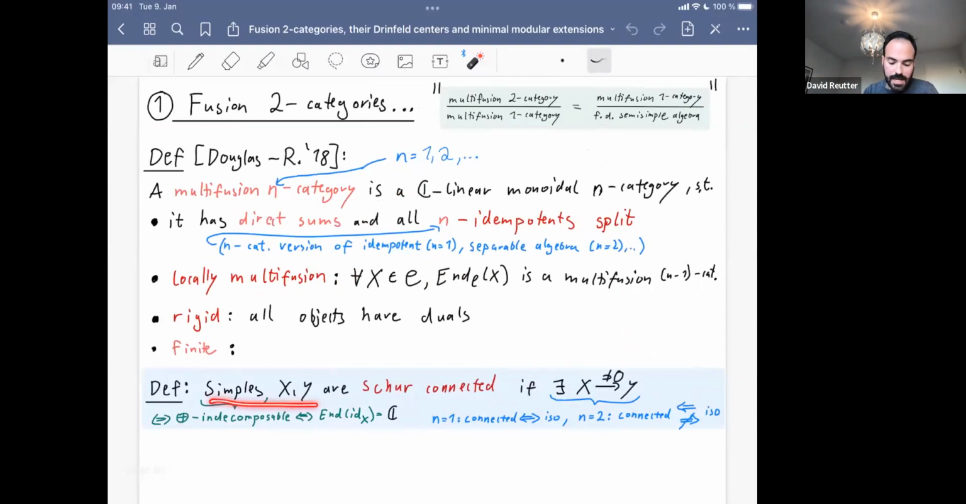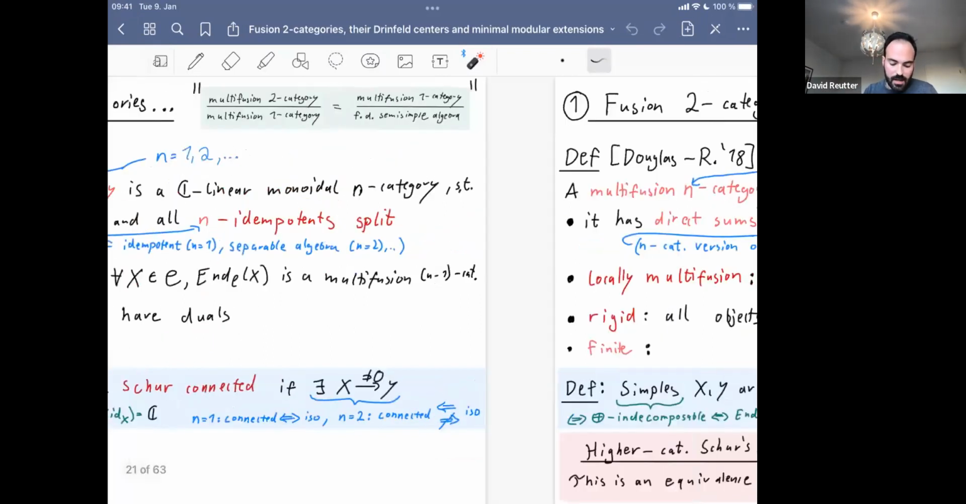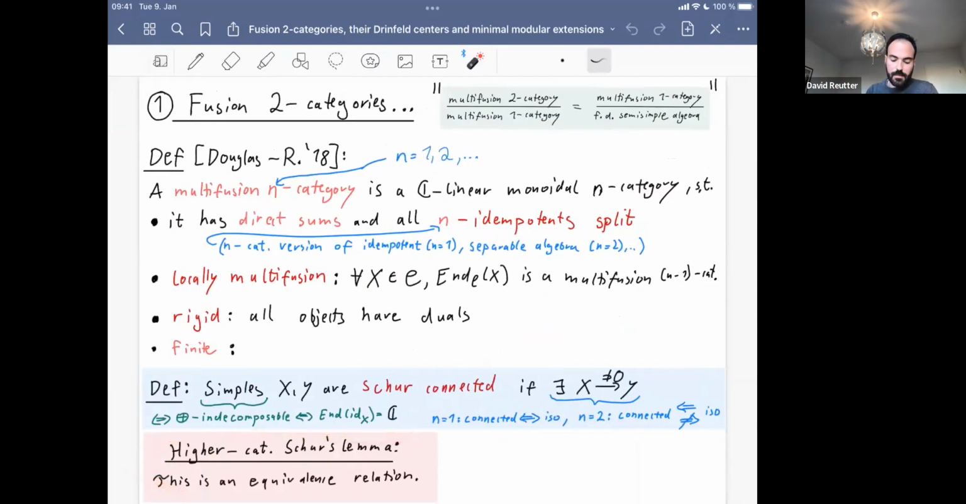Here's the definition. I'll say that two simple objects are connected if there exists a non-zero one morphism between them. And notice that if I'm in n equals one, connected is the same as being isomorphic, and that's just Schur's lemma. So this statement here is Schur's lemma. For n equals two, that's not true anymore. Of course, if you're isomorphic, then you're connected, but connected does not imply isomorphic. So you can have objects that are connected but not isomorphic. However, it turns out, and this we call the two categorical Schur's lemma, that the relation of being connected is an equivalence relation. That's something non-trivial that happens in this very finite, nice linear setting.